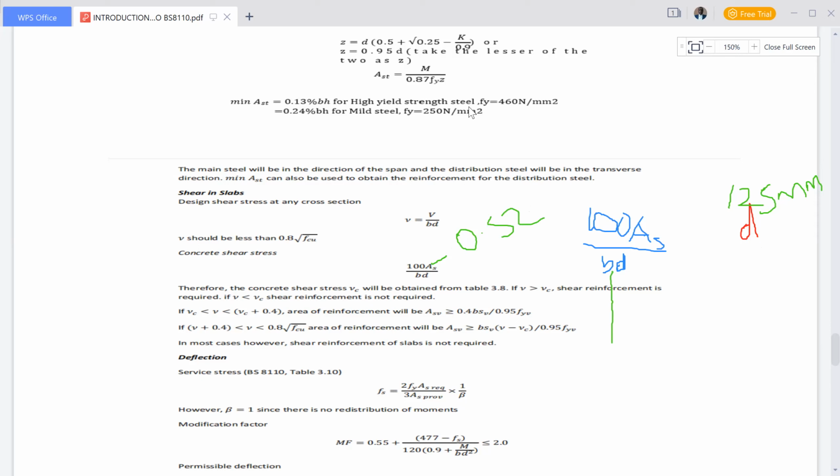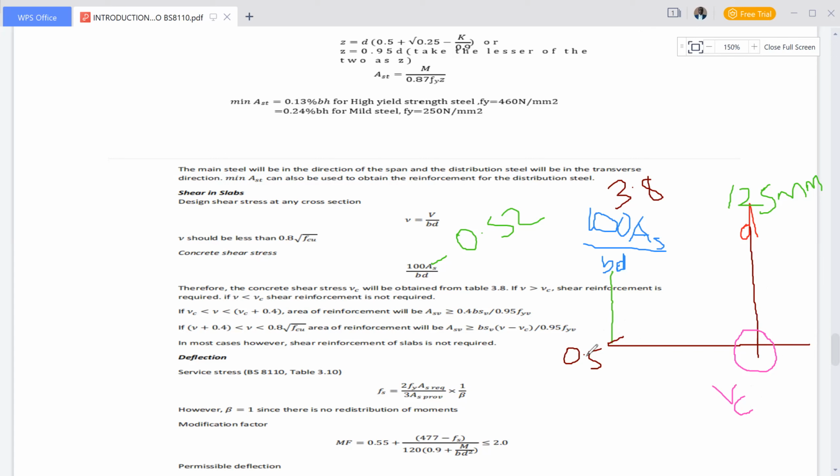So I'll come along this 100 As over bd axis. This is table 3.8. Remember this table 3.8 of BS 8110. So I will move along the 100 As over bd axis until where I get 0.52. I will locate it, and then I will move with it horizontally, and then where I have d of 125 millimeter, I will move with it here. So this value here where they intersect is my Vc, which is the concrete shear stress.